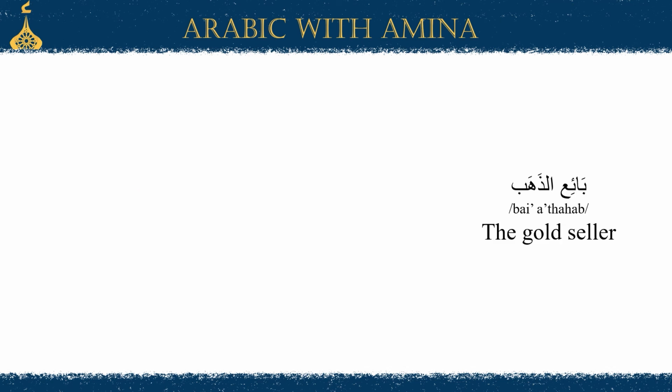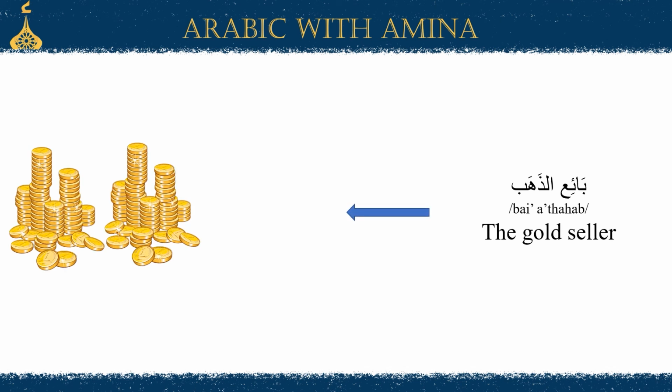Last one. Bayi' al-dhahab, the gold seller. Say that there are two gold sellers. If you said bayi'a al-dhahab or bayi'i al-dhahab, you are correct. The noun here is added to an idafa, so we would omit the last letter nun, making it bayi'a al-dhahab or bayi'i al-dhahab.